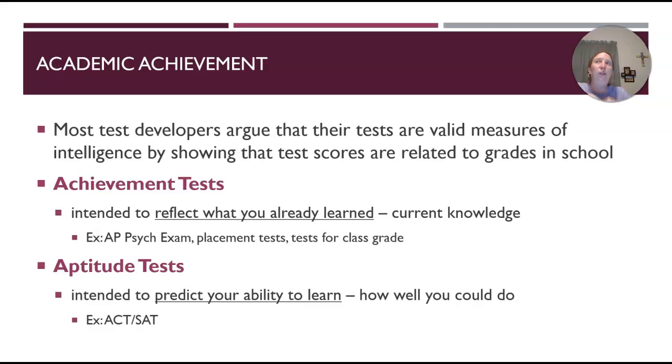But then we have to look at the types of tests we are talking about. We either have achievement tests or aptitude tests. Achievement tests are intended to reflect what you've already learned, to measure your current knowledge. So think of a test you would take in my class, or the AP Psych exam, or a placement test that you would take to come into high school or to go into college. Even just ordinary tests that you take in a class for a grade. What have you achieved? What do you already know?